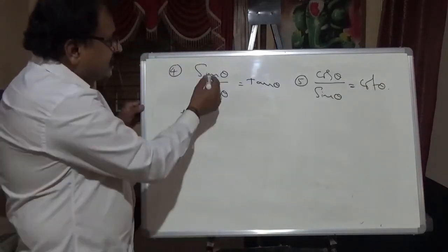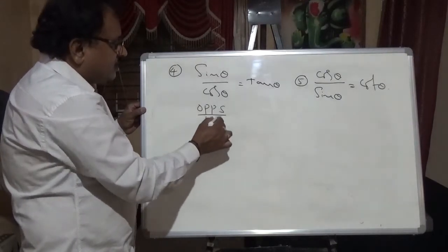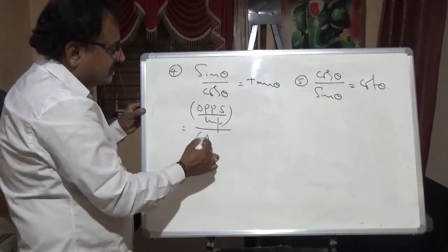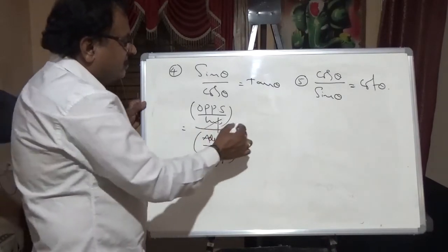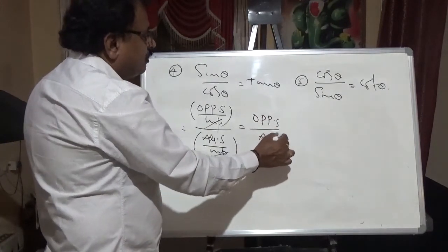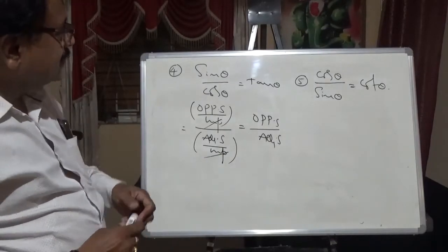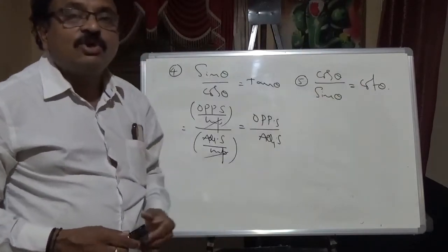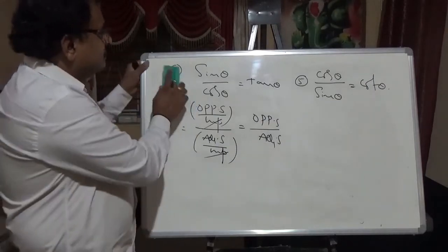How are we getting this? Sin theta is what? Opposite side by hypotenuse. What is cos theta? Adjacent side by hypotenuse. Hypotenuse cancels. What is opposite side by adjacent side? Opposite side by adjacent side is nothing but tan theta. So sin theta by cos theta is tan theta. Cos theta by sin theta is cot theta. Okay? Any doubt? Please ask me.